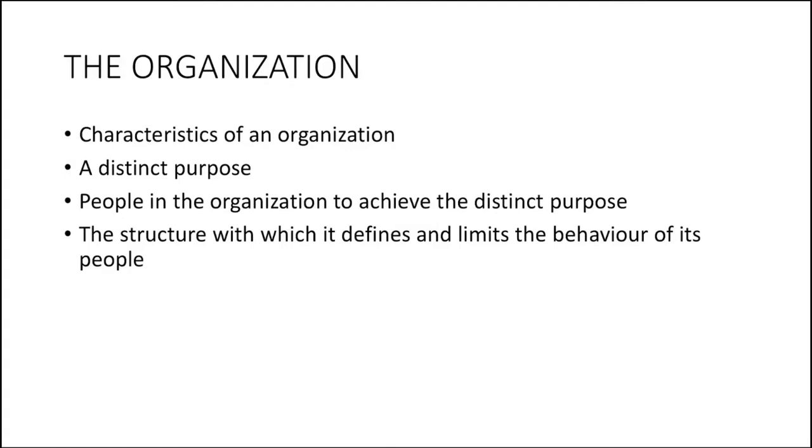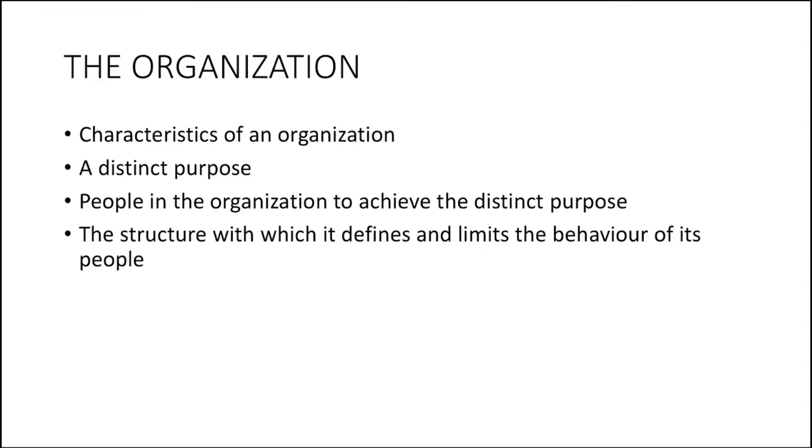So the second characteristic is people in the organisation to achieve the distinct purpose. If we are in a company, there must be employees. That is what we call the people in the organisation. From the top manager to the middle level manager, all the way down to the lowest level form of occupation or job in the company, collectively they are a team of people working to achieve that distinct purpose. So there must be the goal first, and then there must be people who will carry out the work.